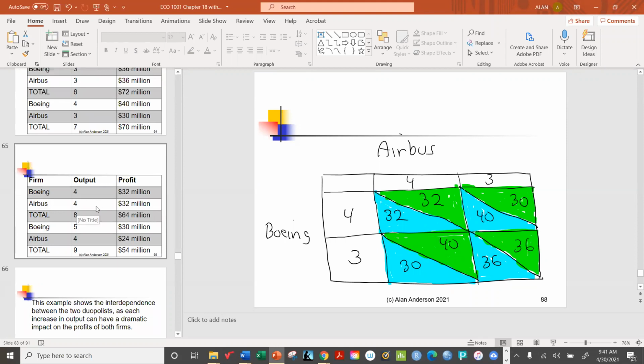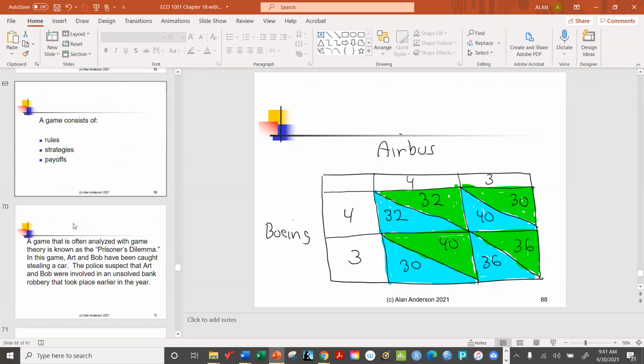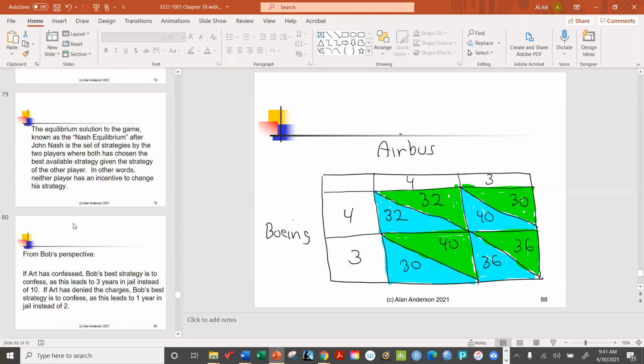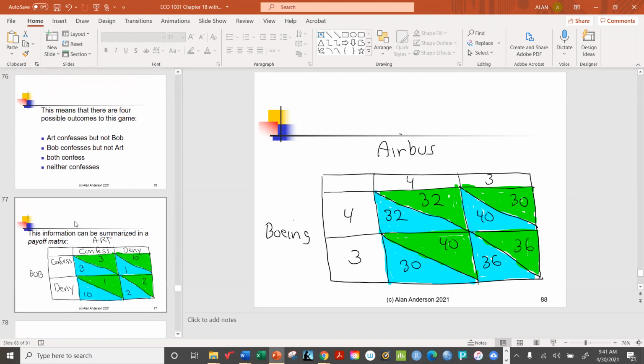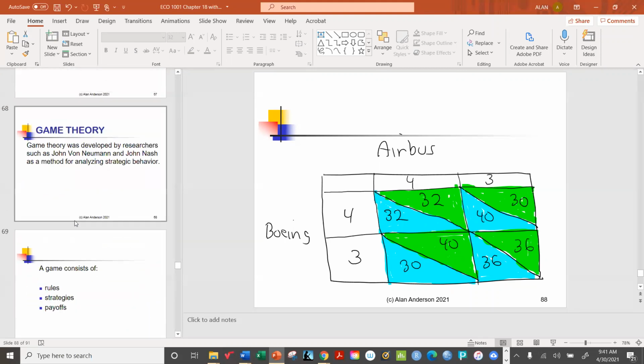Okay, so you recognize those numbers. Now the question is, how do they come to a decision? Now, this is where we introduce a very important concept. And that concept is something called Nash equilibrium. Okay, Nash equilibrium. What is that all about?